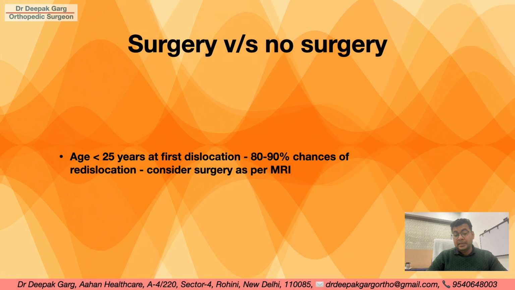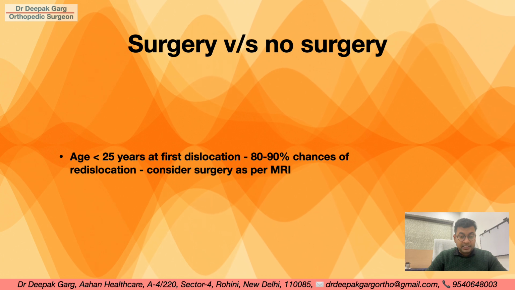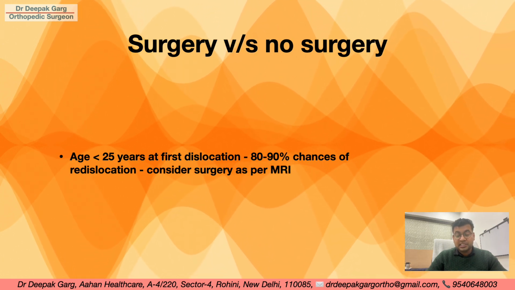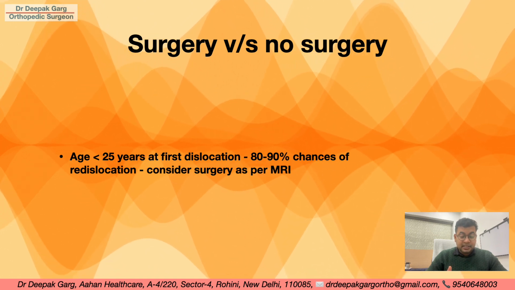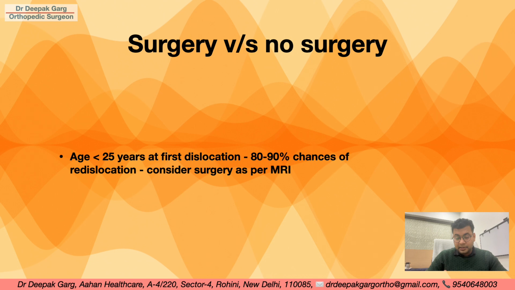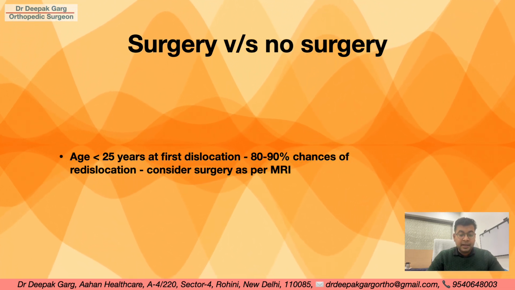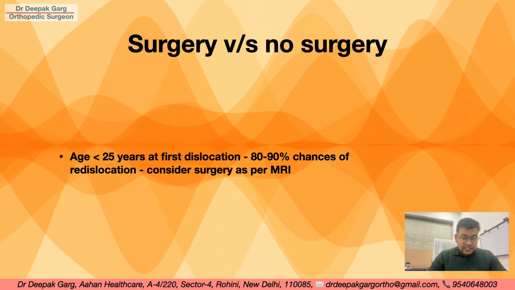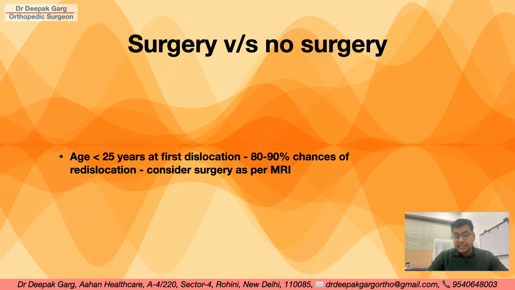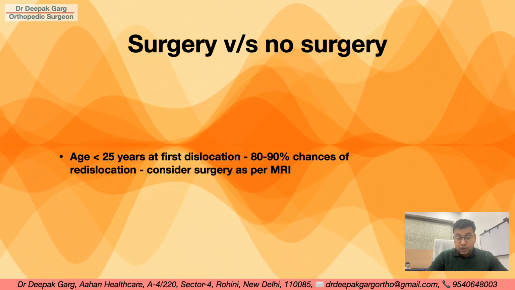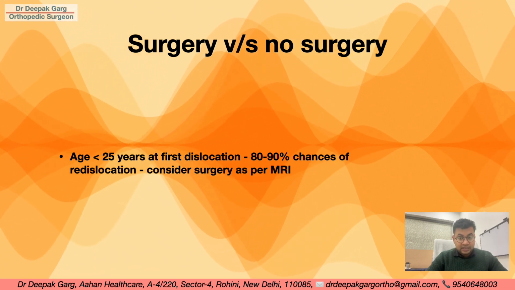Now the patient is coming to us for the first time after the dislocation, and we have reduced the dislocation. Now if we want to decide about surgical versus non-surgical, it is a tough decision in the first time dislocator. In recurrent dislocators surgery is almost always required, but in first time dislocators it is usually difficult to decide. If the age of the patient is less than 25 years at the first dislocation, there are 80 to 90% chances of redislocation. So consider surgery if the patient is young, that is definite.